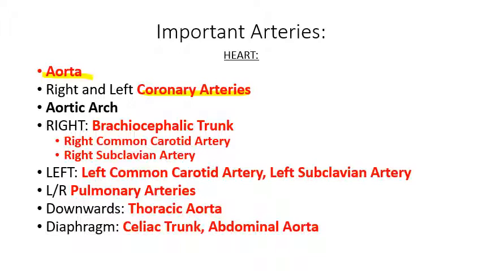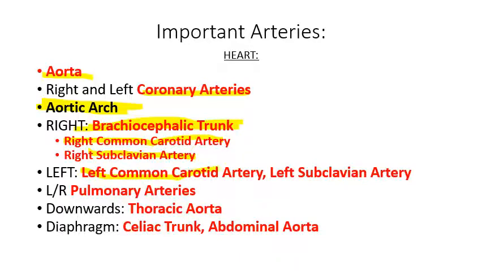Okay, and then as the aorta goes upward, it bends at the top, and it's called the aortic arch. Right, now, coming off of the aortic arch on the right side, we have an artery called the brachiocephalic trunk. Right, and then the brachiocephalic trunk bifurcates into the right common carotid artery and the right subclavian artery. And on the left side, we don't have a brachiocephalic trunk. We just have the left.